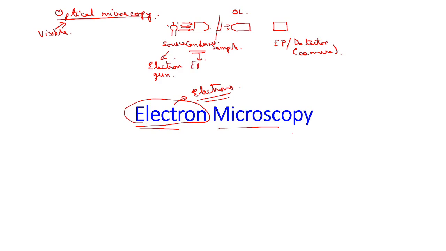However, this condenser is regarded as an electromagnetic condenser. Electrons are charged particles and they will be having electrical charge with them, and when they move, to regulate that movement of the electrons, we need to have an electromagnetic field. So the condenser, in the case of electron microscopy, would be an electromagnetic condenser. Okay, then the beam will interact with the sample.